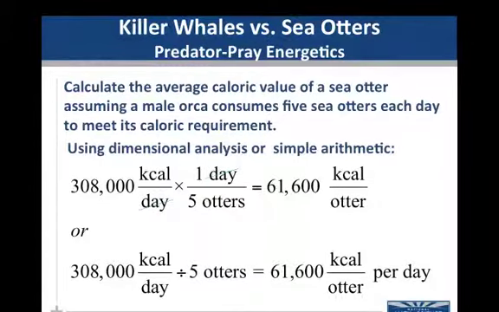When we do the calculation here, I set it up 2 ways. I set it up with dimensional analysis, which is our preferred method, and then we also set it up with simple arithmetic. You take the 308,000 kilocalories per day, and every day they need 5 otters, so we find out that each otter is worth about 61,600 kilocalories per otter. You could also have just divided by 5 and come up with the same answer.